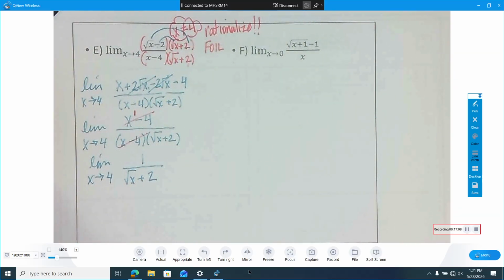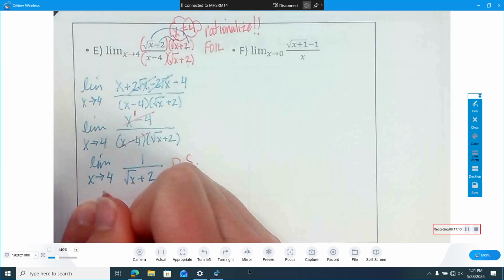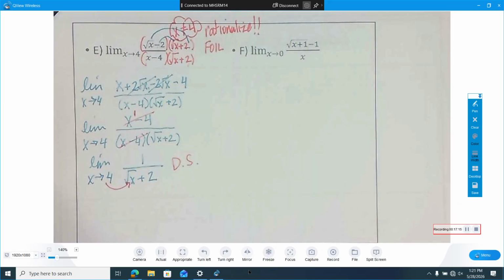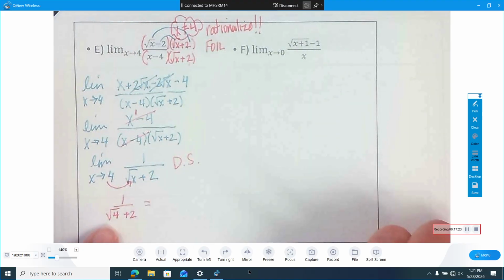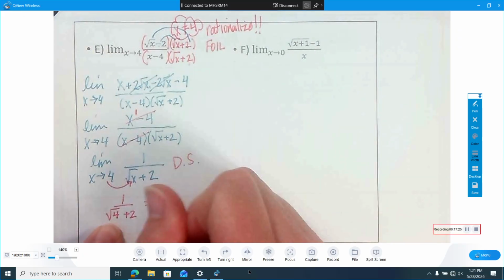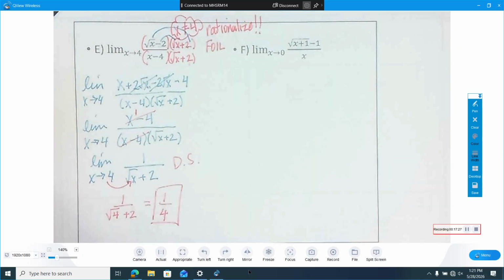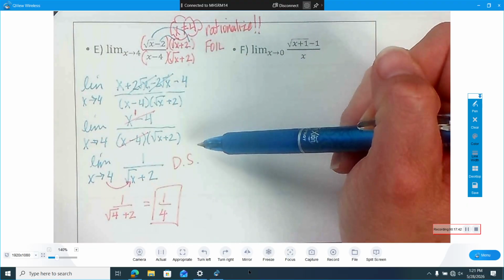Now, we've done our algebra technique, and now we can do direct substitution. So we can go ahead and just substitute in our value because we have simplified our function. So square root of 4 plus 2. What is the square root of 4? 2. So 1 over 4. So there we go. That is our answer. Remember, you can skip 2 steps, but not 3. Okay, questions on this one?